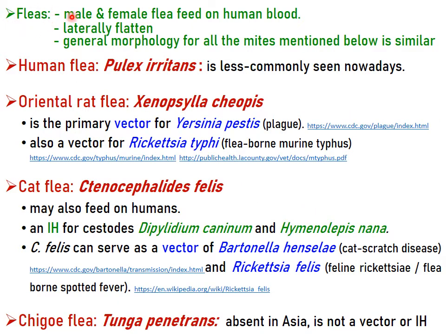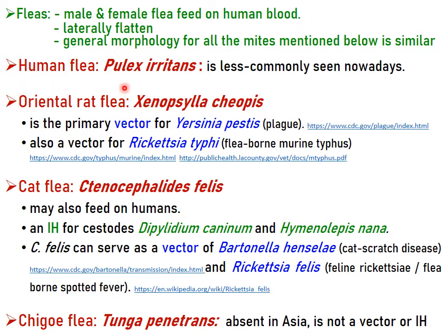All the fleas, whether they are male or female, feed on human blood. The shape of the flea, they are generally flattened laterally. The morphology of all the fleas mentioned below is similar. The first type of flea, the human flea, is less commonly seen nowadays.